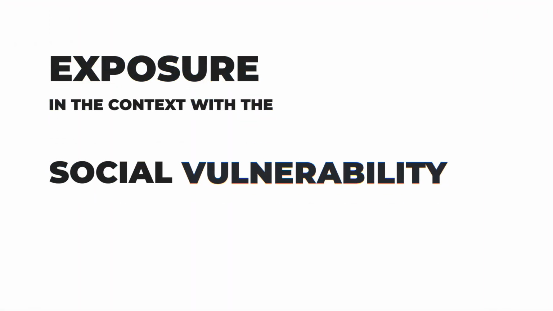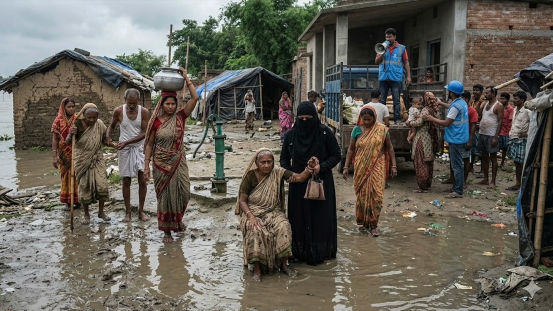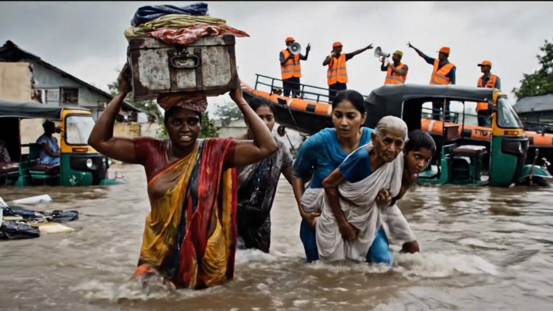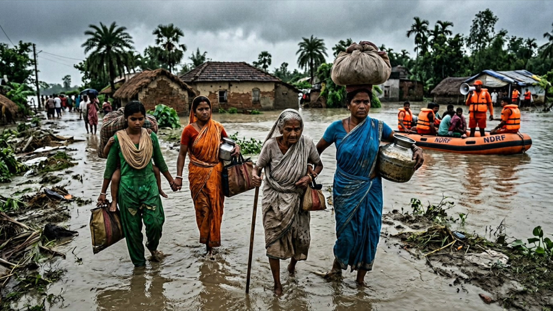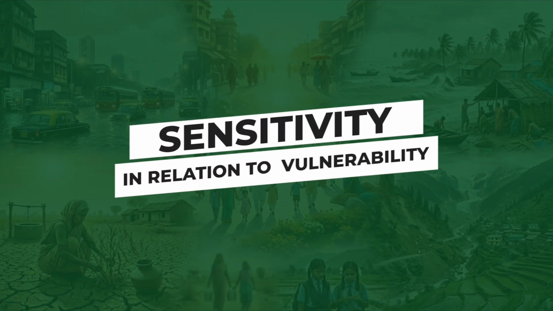Now, let me explain to you the concept of exposure in context with social vulnerability. Some social groups are exposed more as a result of their work and living conditions, and they include children, women, elderly people, persons with disabilities, migrants and informal immigrants, and marginalized and indigenous communities. An example is women, who are usually more exposed due to caregiving duties, lack of mobility as well as access to information.